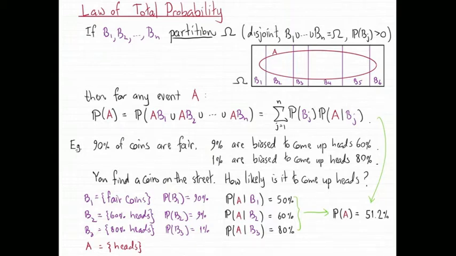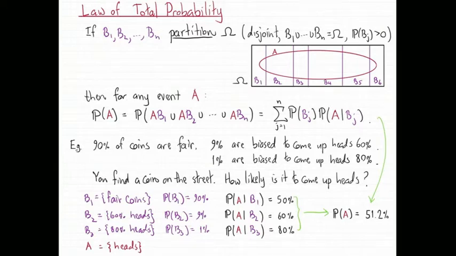On the other hand, we're told that 9% of coins come up heads 60% of the time. That is exactly the statement that if B2 is the event that the coin is 60% towards heads biased, then B2 has probability 9%, and the probability of heads given that you chose B2 is 60%. And the same with B3, the heavily biased 1% of coins.